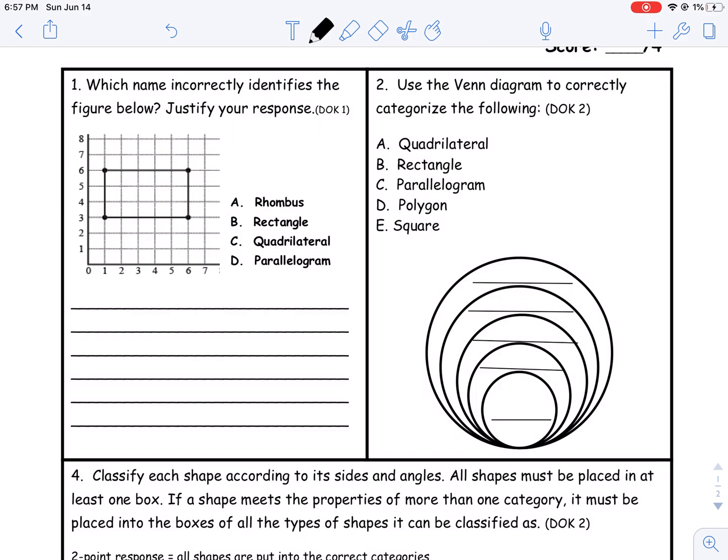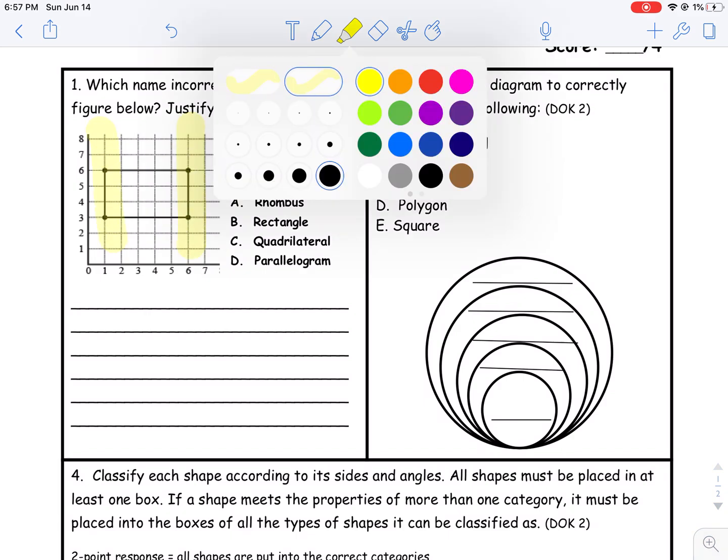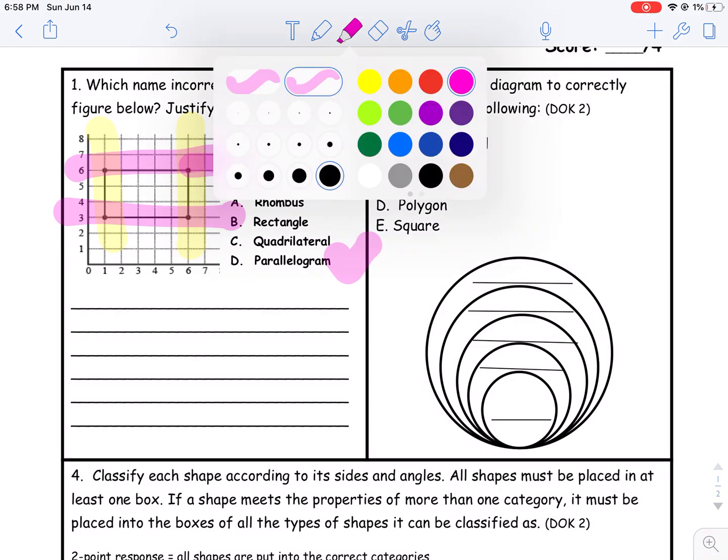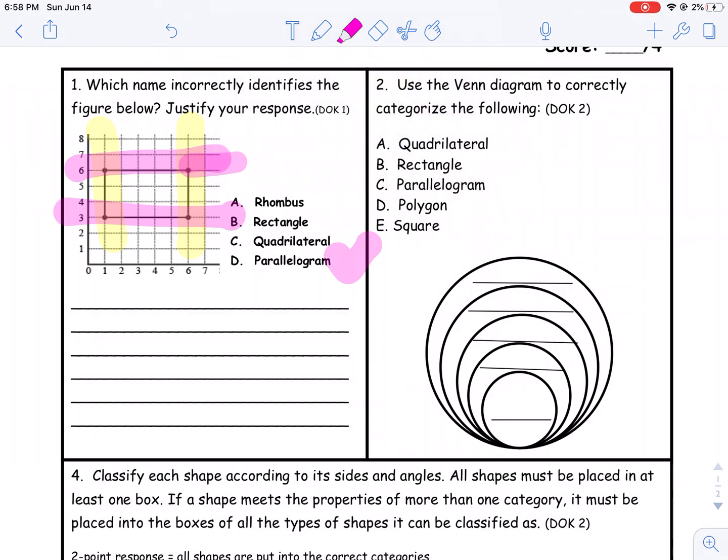D is a parallelogram. I know that a parallelogram has two sets of parallel lines. And what I'm seeing with this shape is that there are indeed, I'm going to highlight them, two sets of parallel lines. So we have 1, 2, 3, and then it's your second set. It's a very thick line. Okay, so, a parallelogram.